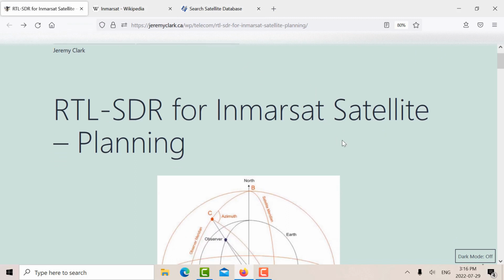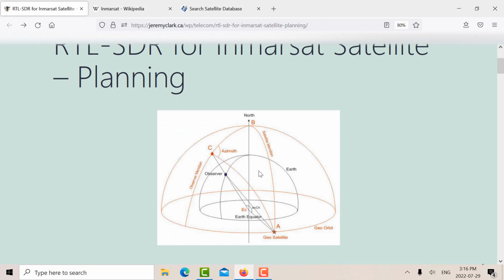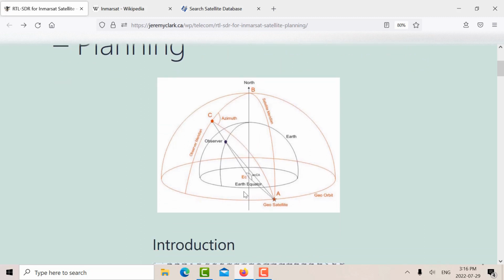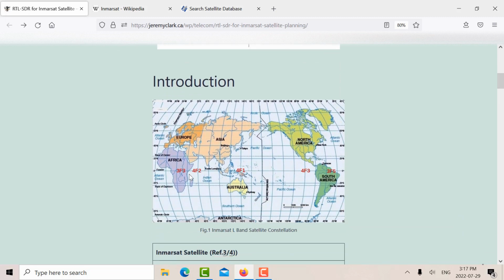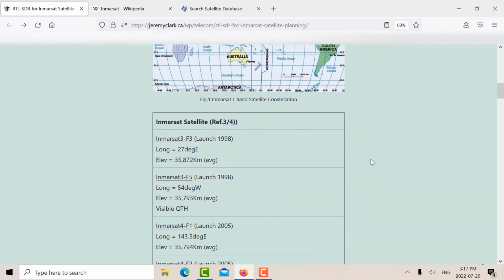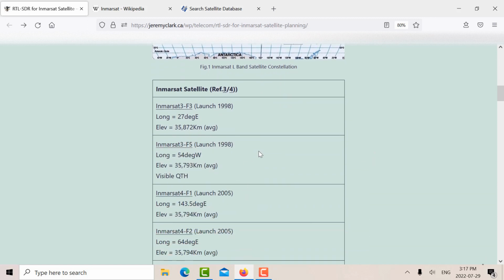So here's my blog post, and there's a drawing I use for celestial navigation and the celestial triangle to solve for the various parameters of the satellite from your location, for instance, the azimuth and the elevation. And I put together a little map there. Based on what I read in Wikipedia, and I double-checked against N2YO, those are the L-band transponders going east to west here. We have 3F3, 4F2, 4F1, 4F3, and 3F5. These two are the ones that I can see from my location. These other ones here are in the Pacific and African areas. So these are the two ones that I can see. So those are the details that I've got from the various web pages.